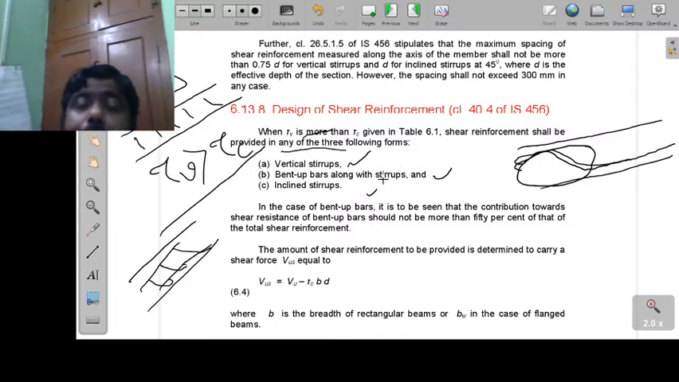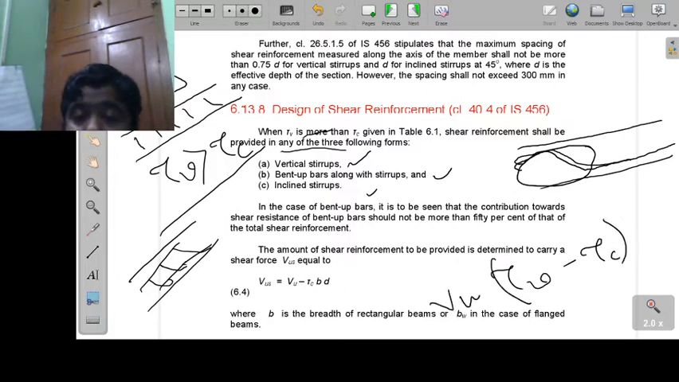So for which shear do we have to provide the shear reinforcement? Basically the additional amount, that is tau v minus tau c. This amount is denoted by Vus in the code book. For this amount we have to provide the shear reinforcement. So shear reinforcement is to be provided for an amount Vus which is equal to tau v minus tau c.